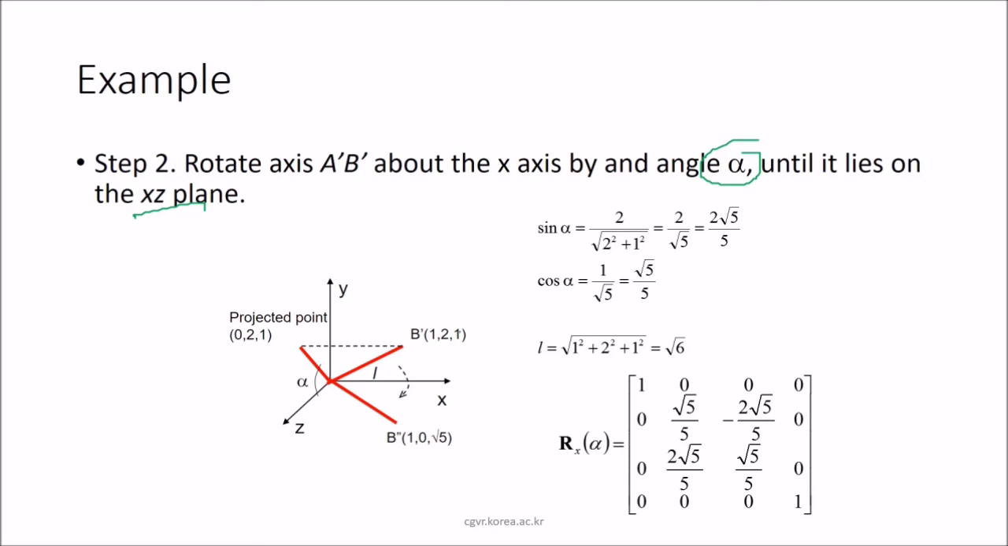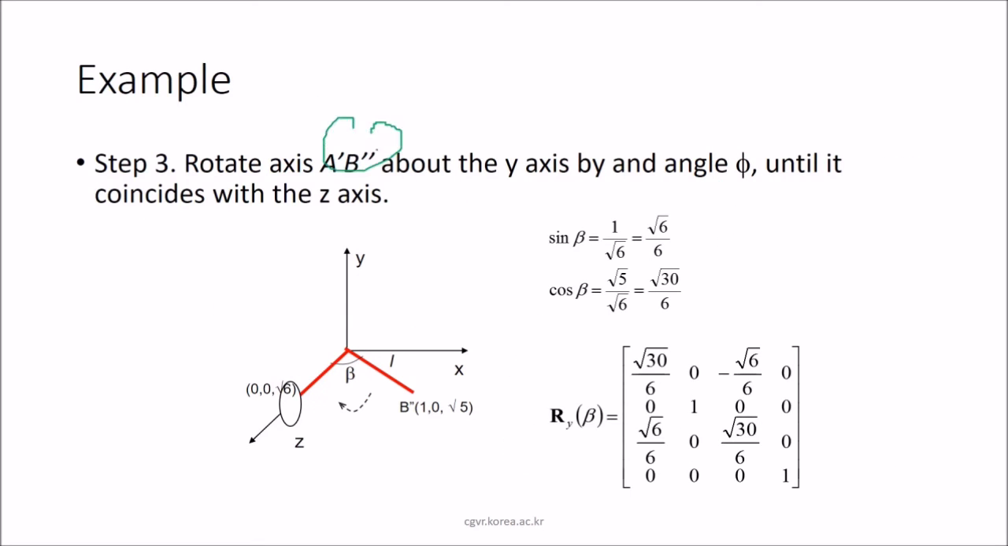So we have this 2 and 1. These are the projected points 0, 2, 1. With this we know this angle: sin alpha is 2 by under root 2 square plus 1 square, and cos alpha would be 1 by under root 5. So we apply on L, which is also under root 1 square plus 2 square plus 1 square. L is there, sin alpha, cos alpha is there. So we have this rotation matrix as we just discussed in the previous slide.